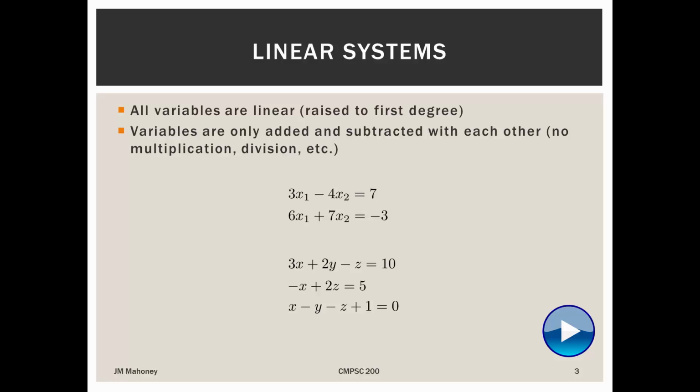But when we're talking about linear systems, we don't necessarily have the same number of equations as unknowns. We see in both of these little examples that the unknowns, x1 and x2 in the first system and x, y, z in the second system, are only raised to the first power and are being added and subtracted with the other variables in the system.